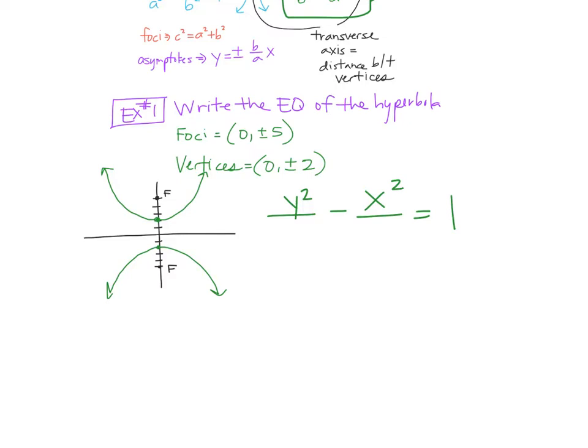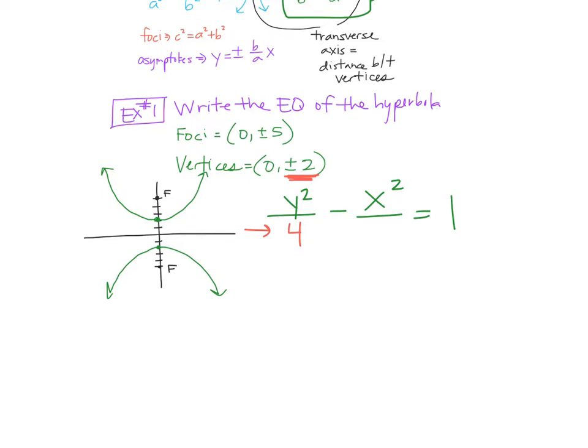So if we look at this, we know this one, because our y here is 2, then our b squared, which would normally go right here, is going to be 2 squared. So we know that this is 4. We need to figure out what our a squared is.